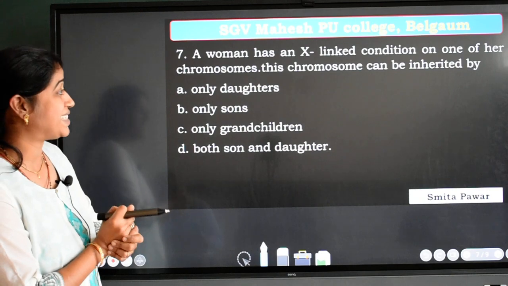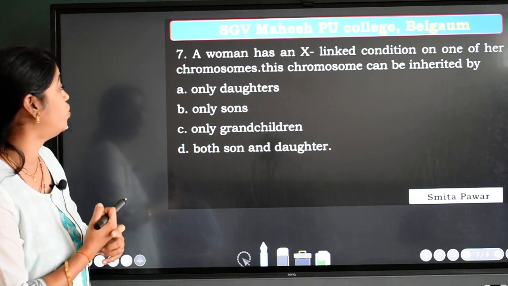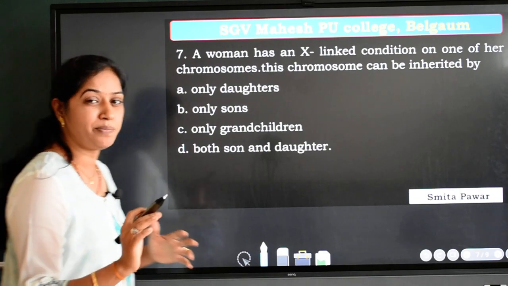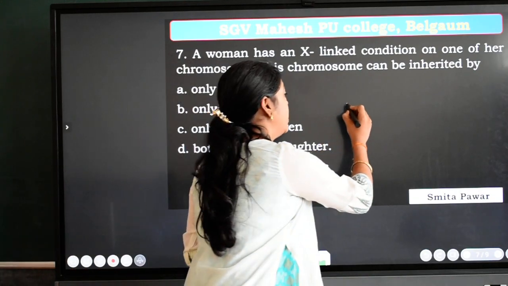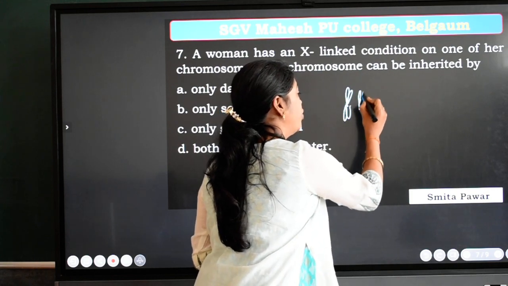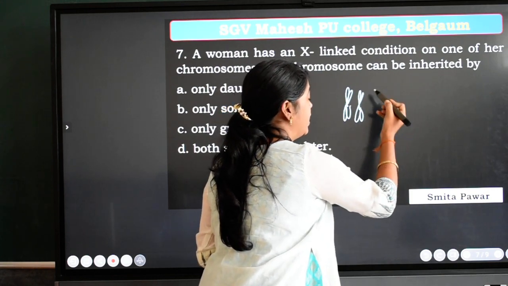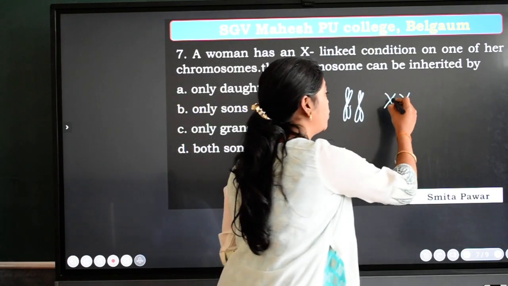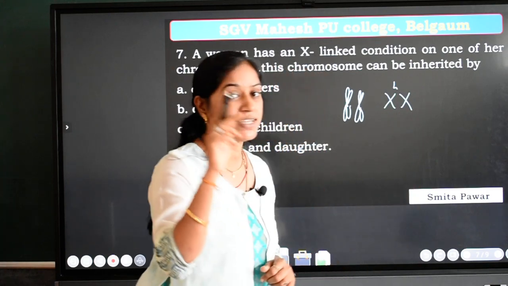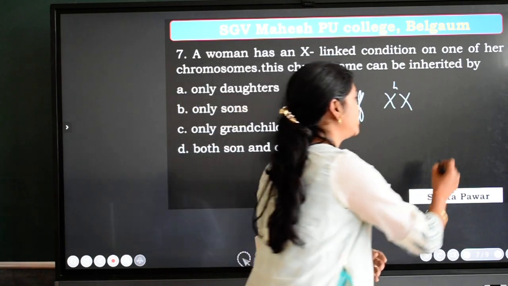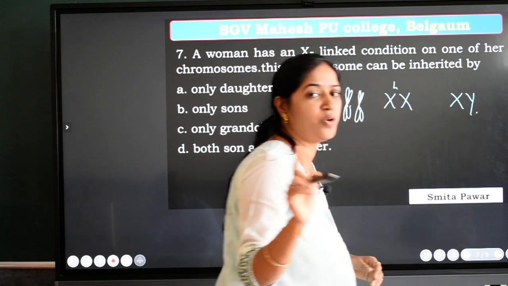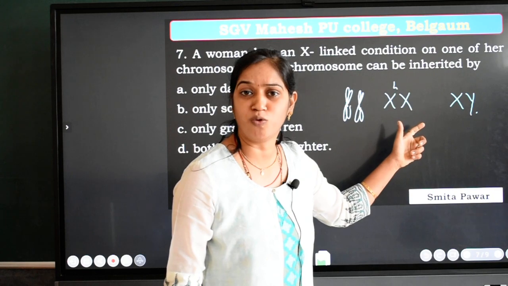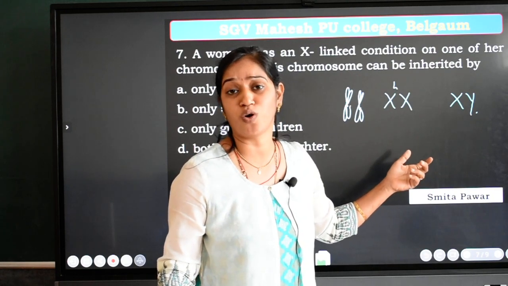A woman has an X-linked condition on one of her chromosomes. This chromosome can be inherited by. Simple basic concept. Imagine hemophilia. You know hemophilia is X-linked inheritance. Imagine we have a mother who is having one affected chromosome, so let us take it as XH X. Father is normal. Keep one thing in your mind: this lady can give any one of the X chromosomes to the son and to the daughter also.